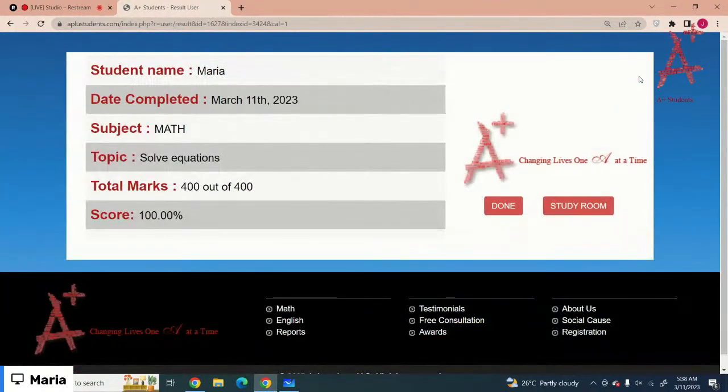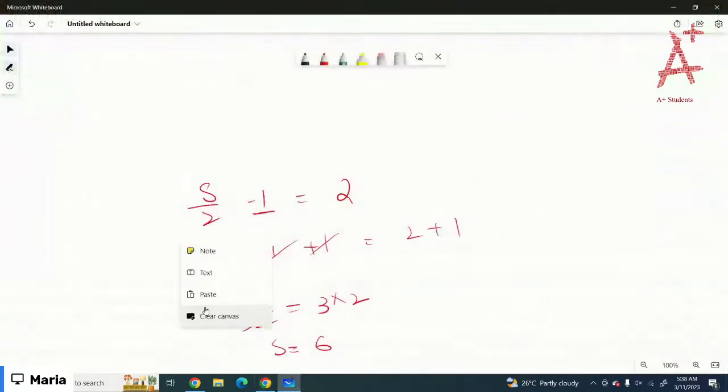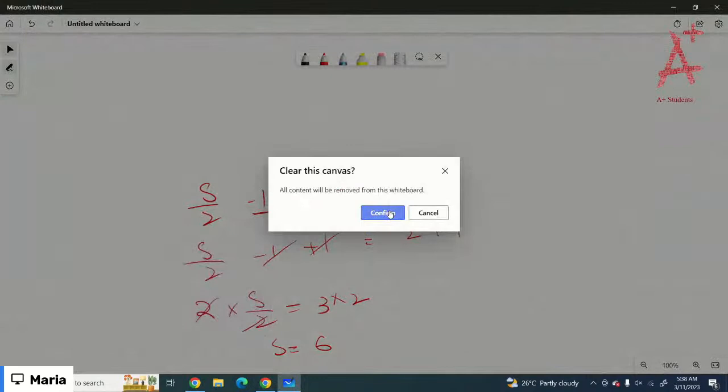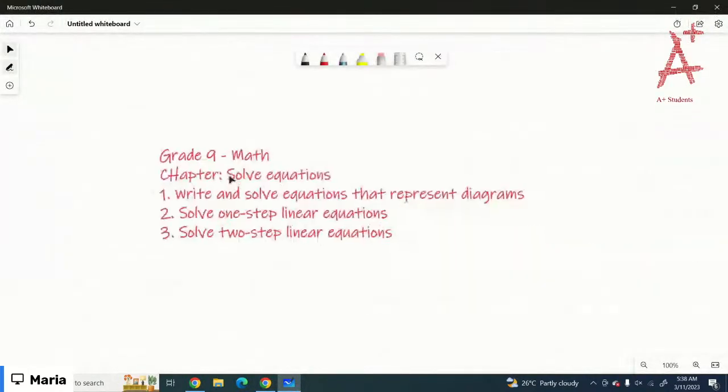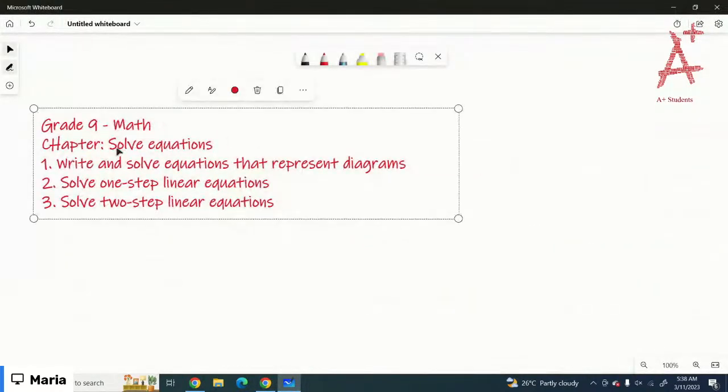So we are working on grade 9 maths. The chapter we're working on is solve equations. And the lessons we have completed today are write and solve equations that represent diagrams, then solve one-step linear equations. And the one we just completed is solve two-step linear equations.